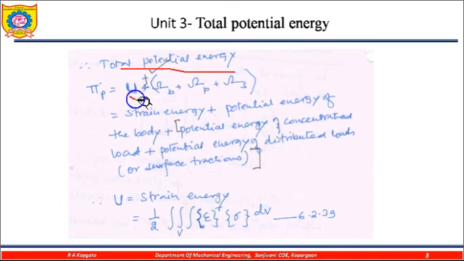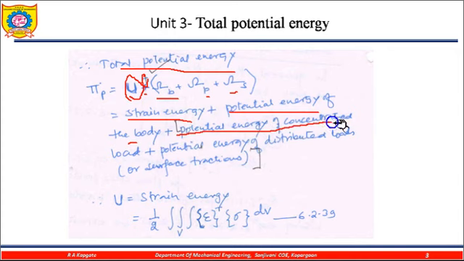So the total potential energy is equal to U, the strain energy, minus, this is not plus, this is minus, Ωb, Ωp and Ωs. Now U is the strain energy. Ωb is the potential energy of the body force, b is body force, then the potential energy of the concentrated load, and the third term is the potential energy of the distributed load. We have already seen that.